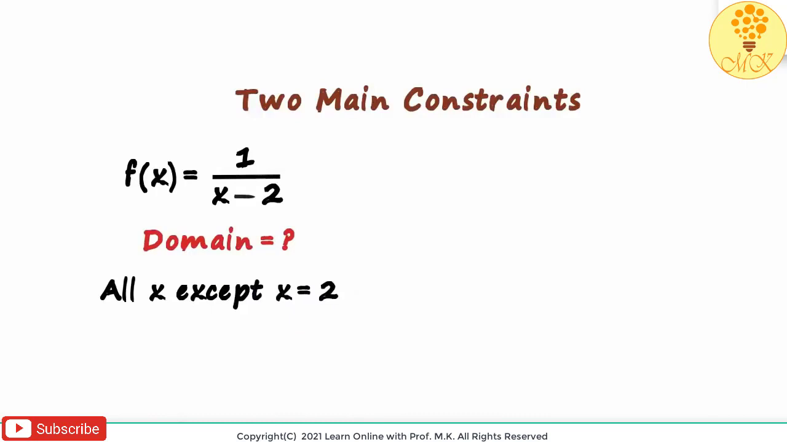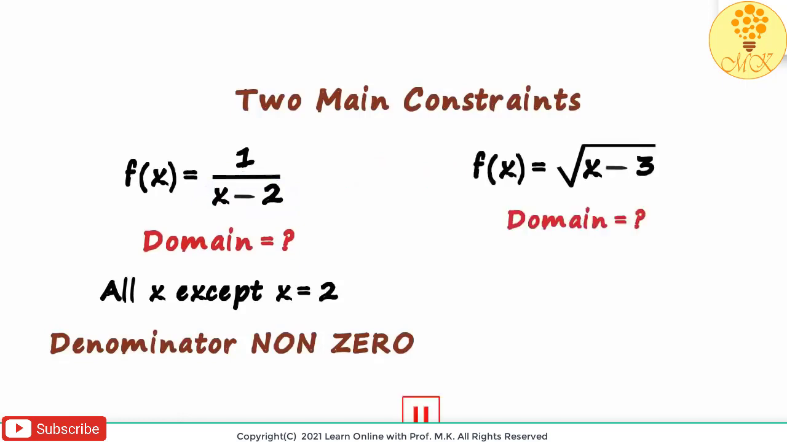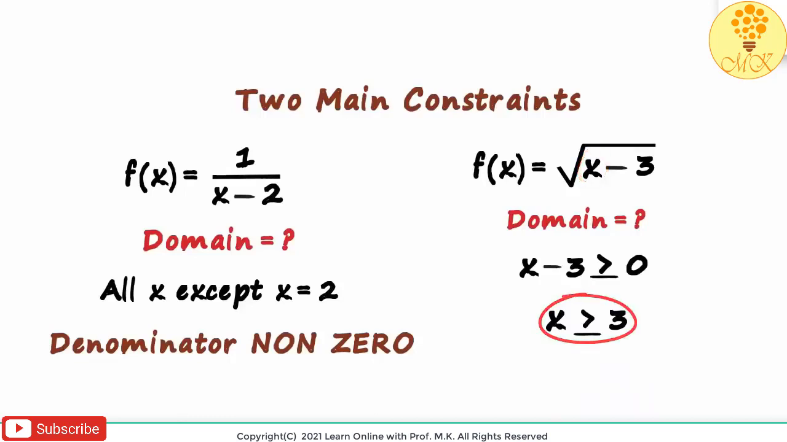That's the first constraint. The denominator has to be non-zero, because if it is 0, then the function will be undefined. Easy? Here's another one. What is the domain of this function? Can we have a negative number within the square root? Well, I don't think we can. So, x minus 3 will be greater than or equal to 0. This means x has to be greater than or equal to 3. x can take any value which is greater than or equal to 3.